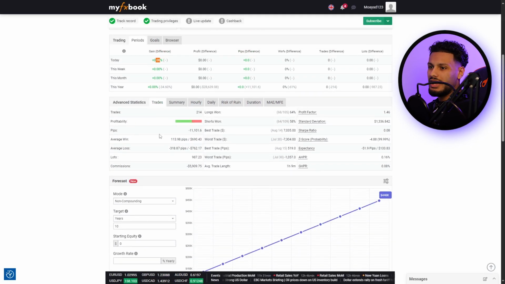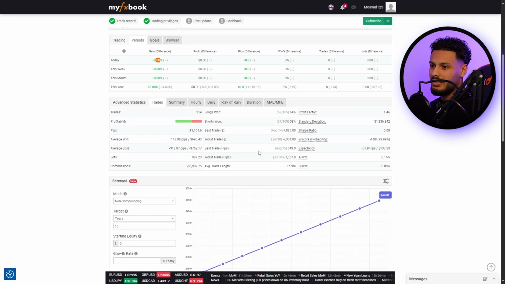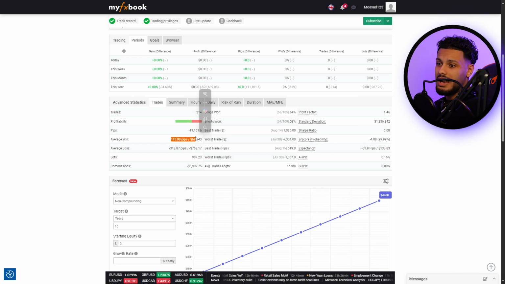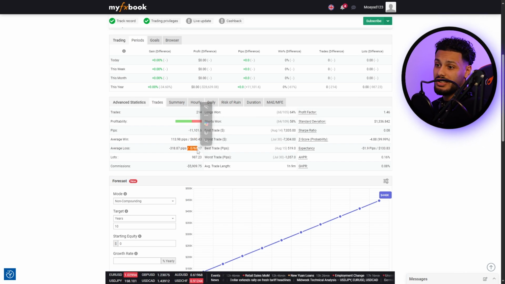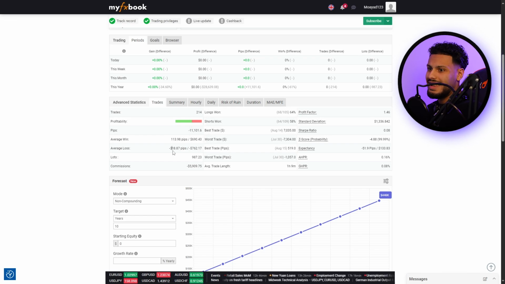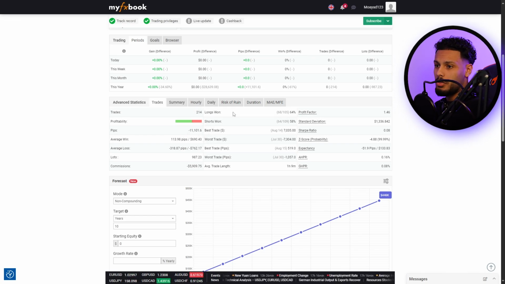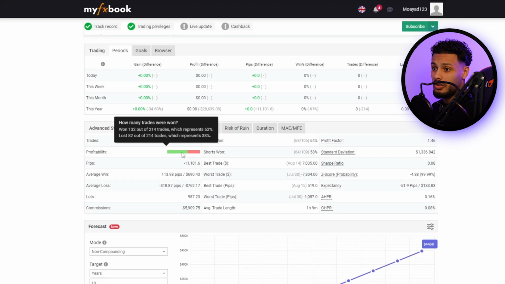So I usually like to also, like, this stuff really isn't that important. Like, you can understand it. This kind of shows you what the average win size is, the average loss is. Funnily enough, the average loss is bigger than the average win, but because we win more trades, our profitability right here, we have a 62% win rate, right?